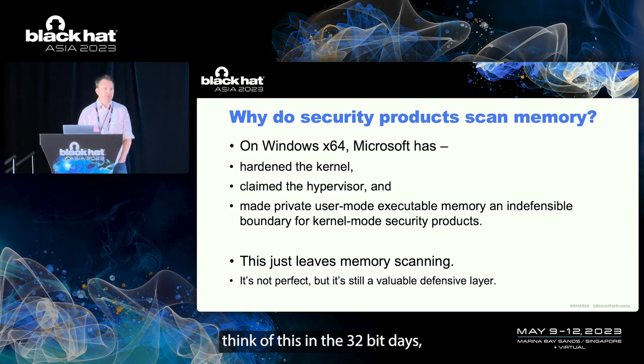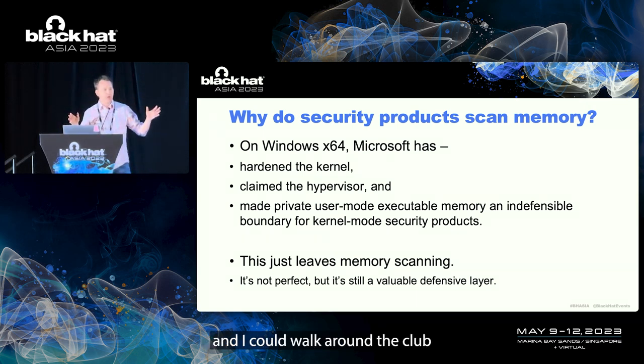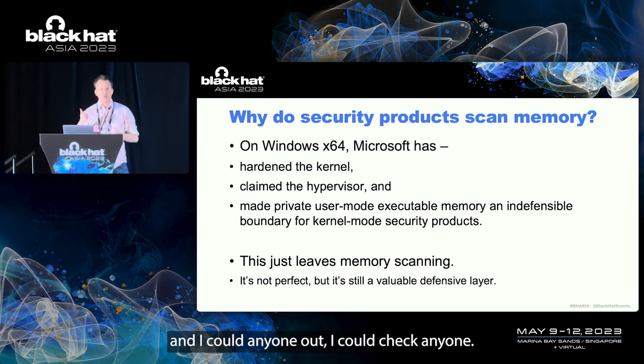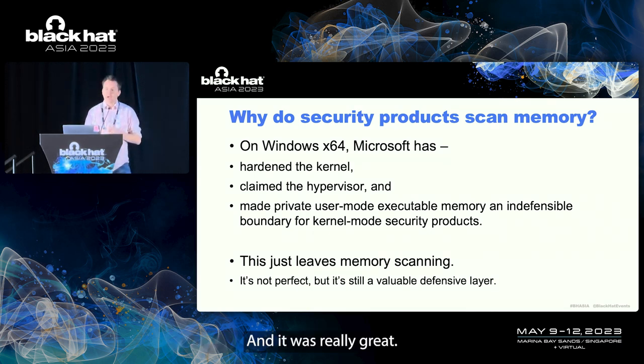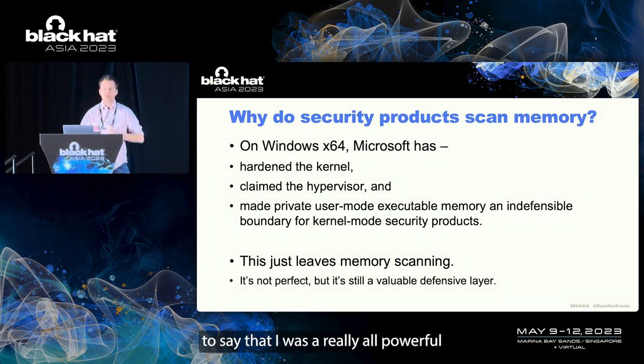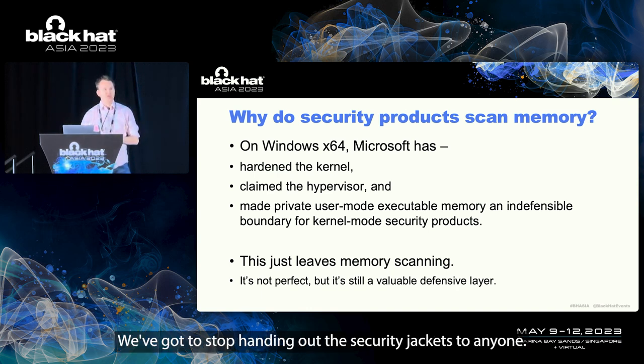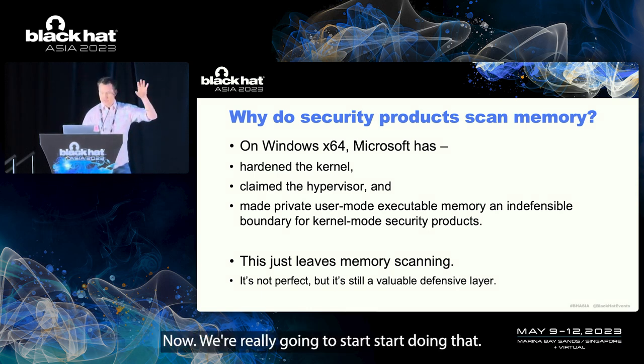So I like to think of this in the 32-bit days. I was a bouncer for a nightclub. I used to put on my security jacket, and I could walk around the club, and I could kick anyone out, I could check anyone, and it was really great. I was running around in the kernel, but unfortunately, those security jackets that Microsoft handed out to me to say that I was really all-powerful, they would just hand them out to anyone. And so Microsoft's like, nah, we can't have these kernel rootkits, we've got to stop handing out these security jackets to anyone.